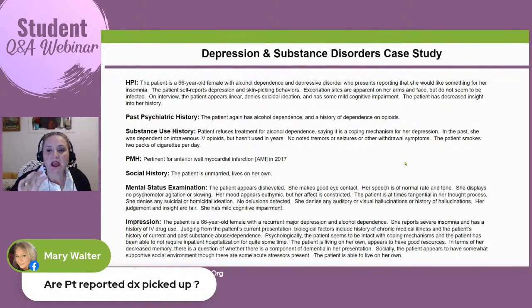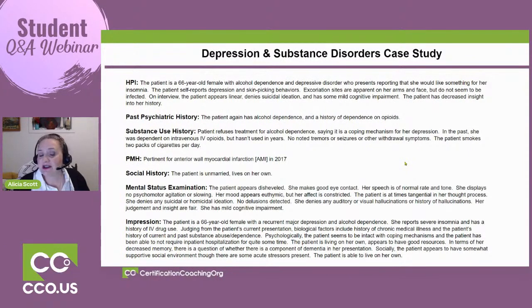This tickles me. They would not be picked up if it's only mentioned in the HPI. So we have to go and see where it's mentioned in other areas for the provider to acknowledge it and assess it. And if there's going to be treatment, then it would be picked up. But just because the patient states it does not mean the patient has it. Very good point, Mary.